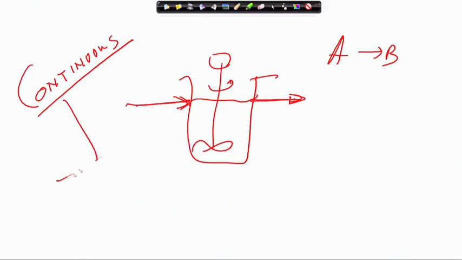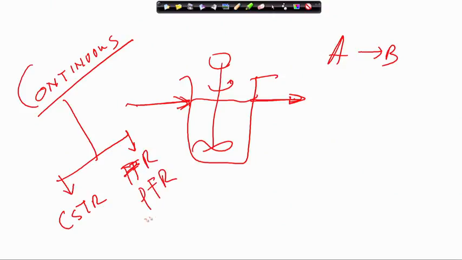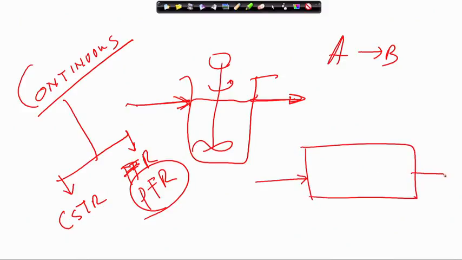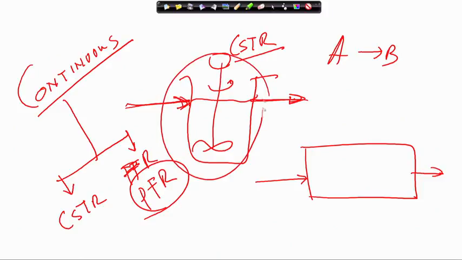Now a continuous system may be of two types. One is called CSTR, another we call the plug flow reactor, PFR. We'll discuss in detail. The difference is that CSTR is a continuous stirred tank reactor. A continuous stirred tank reactor means you have a stirrer and continuous inflow and continuous outflow, and this is very easy to operate. Now, this is the plug flow reactor. In a plug flow reactor, you give the feed at one end, and it is something similar to a tubular reactor.